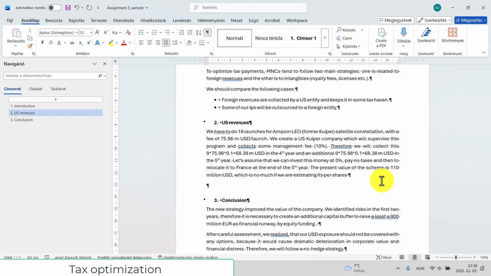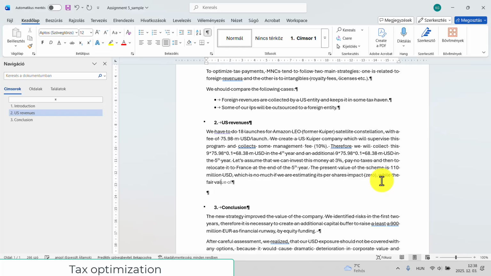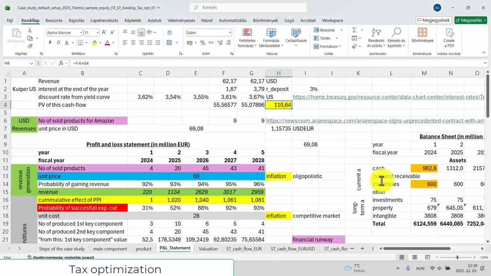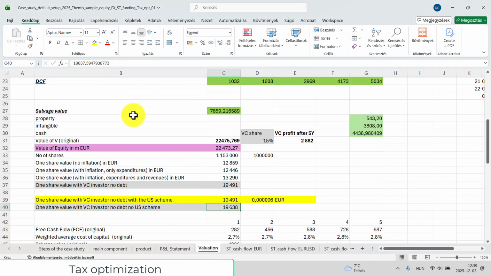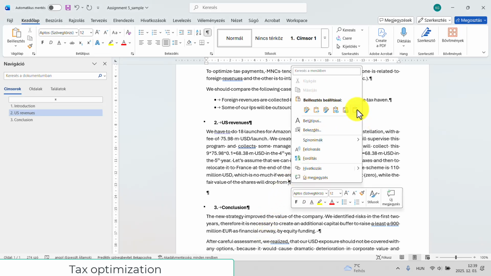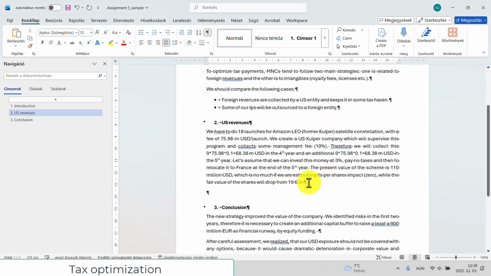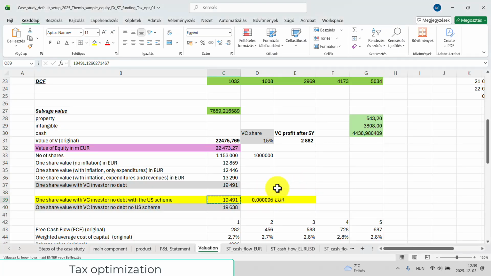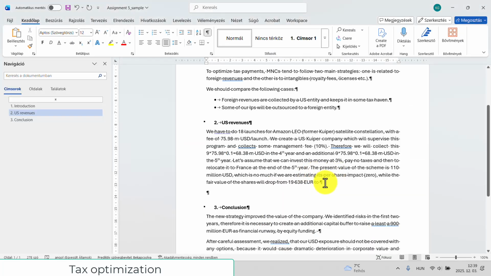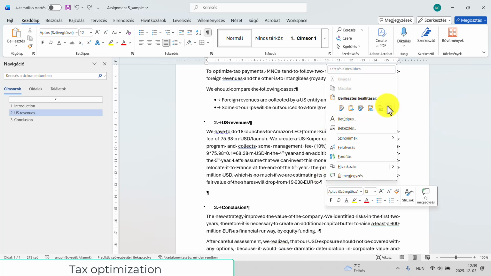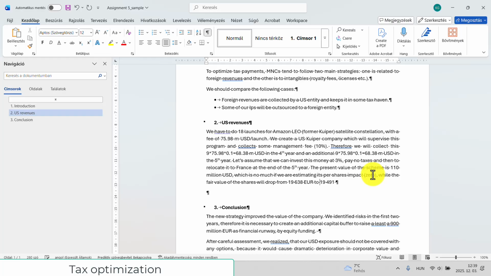Per share impact 0, while the fair value of the shares will drop from this euro to that euro. Please don't do this.